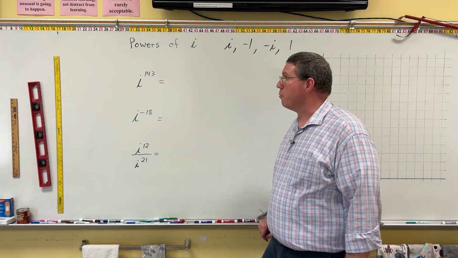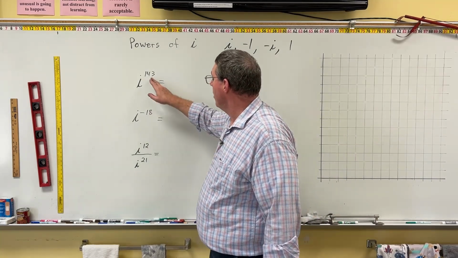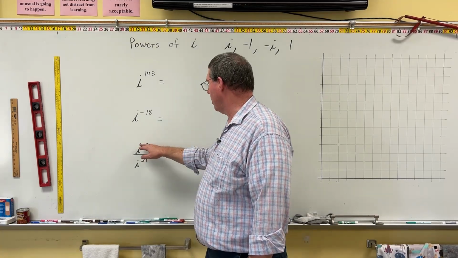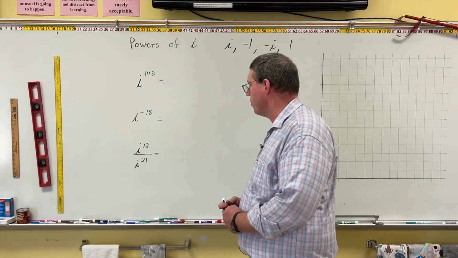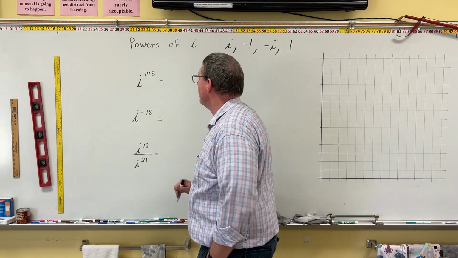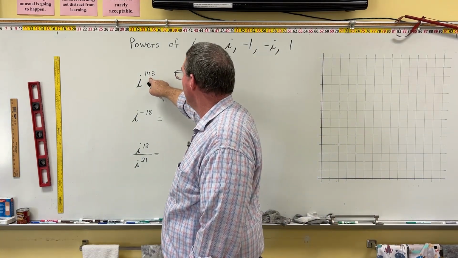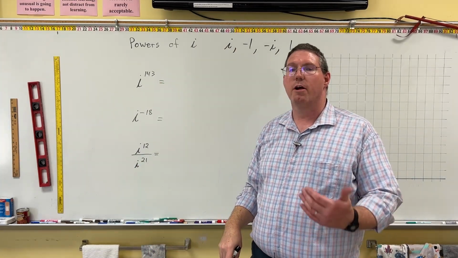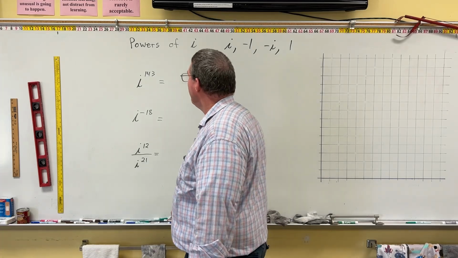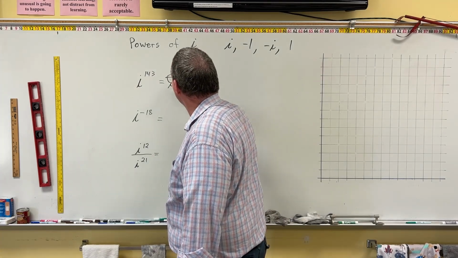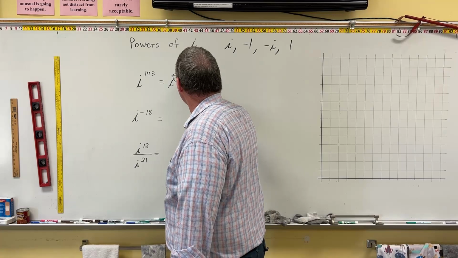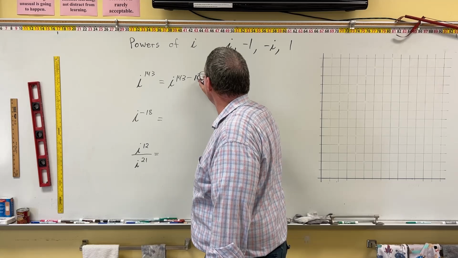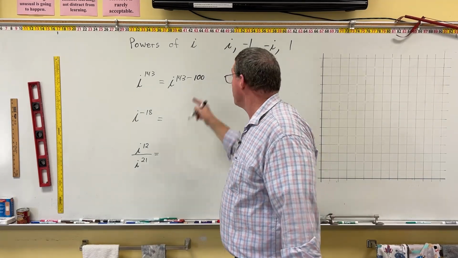All right, so these are 3 crazy situations that you might face. i to the 143rd power, i to the negative 18 power, and then something like i to the 12th over i to the 21st. So basically what you're going to do is you're just simply going to keep subtracting 4 from this. If I subtract 4 from this, I get 139. If I subtract 4 again, I get 135, then 131, then 127. But I don't have to do it one at a time. All I have to do is subtract a number from 143 that is divisible by 4. Well, I know 100 is divisible by 4. 100 divided by 4 is 25. So I can just subtract 100.